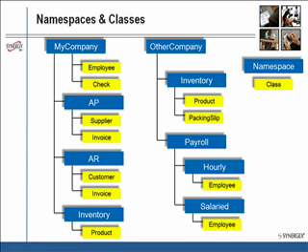This slide simply presents the same kind of information, just in a slightly more graphical manner. Here you can see an example of how namespaces can be nested, and within each namespace you can have different classes. Note that the invoice classes are part of both the AP and AR namespaces.